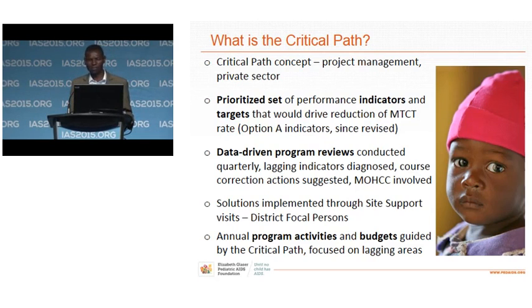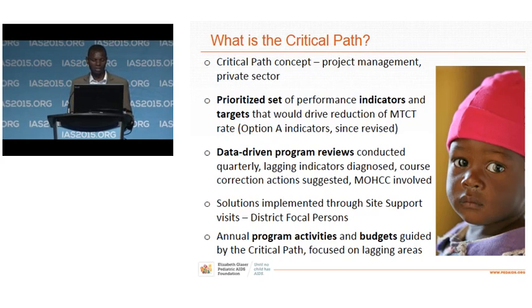I'm glad to be talking about it at this time that we now have the UNAIDS 90-90-90 targets. So the concept of the critical path is quite synonymous with that. You have specific indicators which also have specific targets, which when you achieve them over a time frame, you will be able to achieve the goal of your interventions.